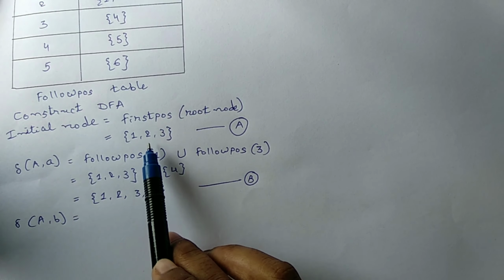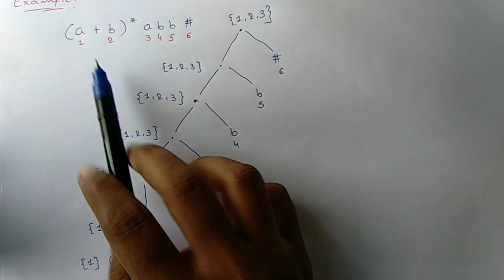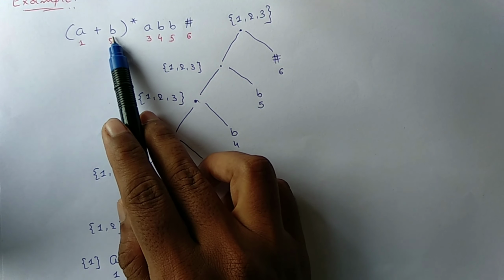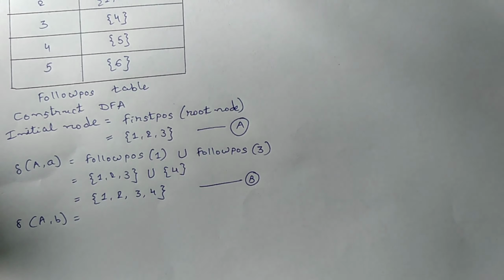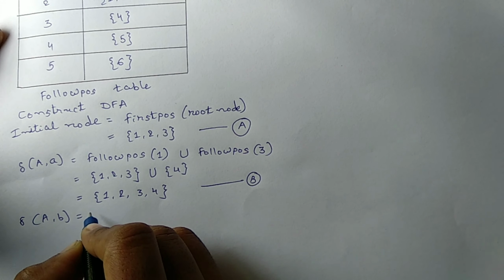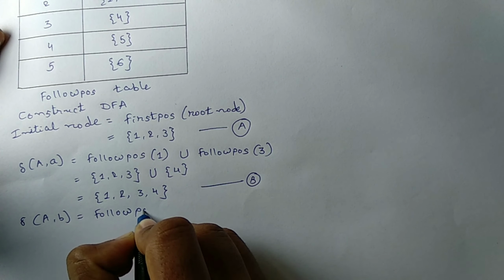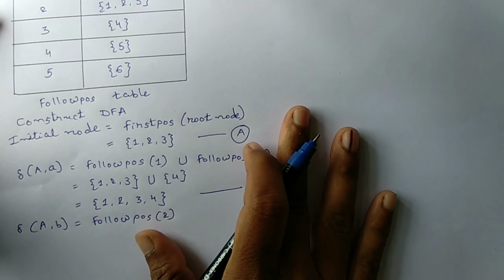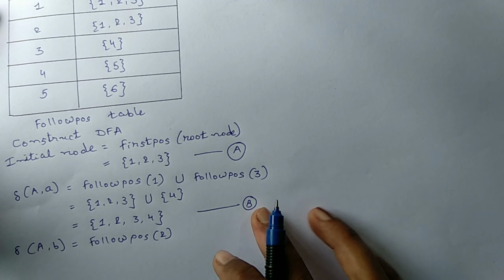Now find delta A to b. Your A is 1 2 3. From 1 2 3, at position 2 the input is b. So delta of A on b equal to follow position of 2. Follow position of 2 is equal to 1 2 3.